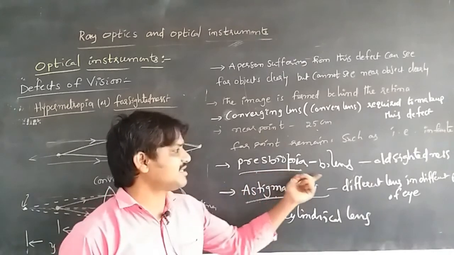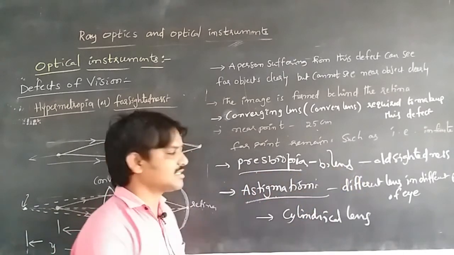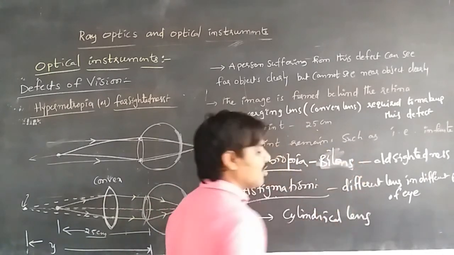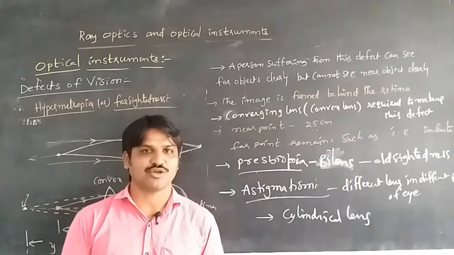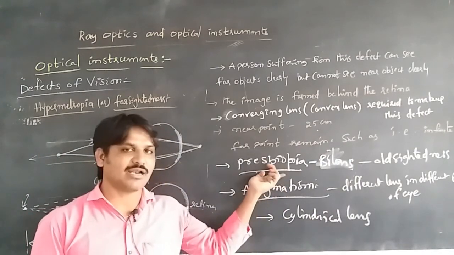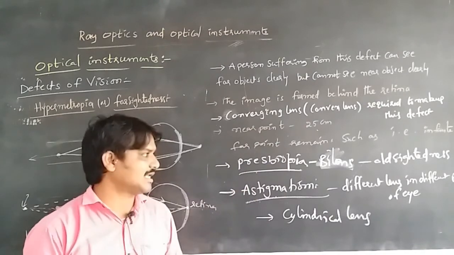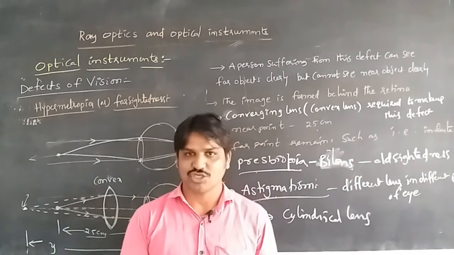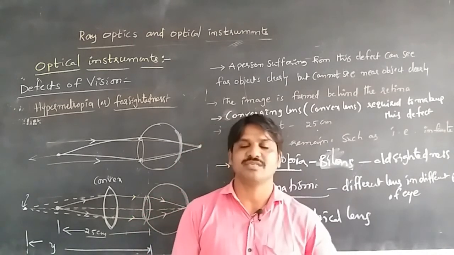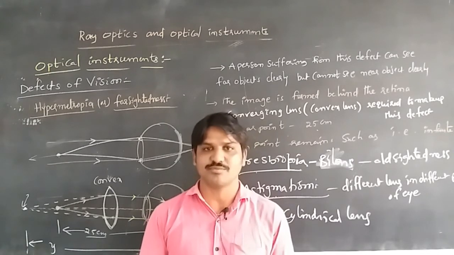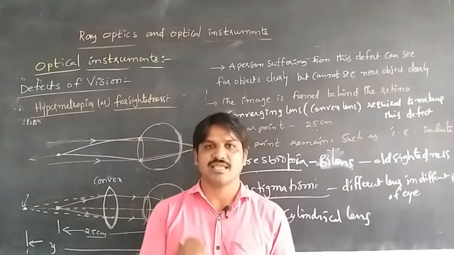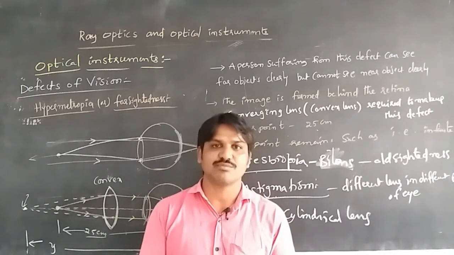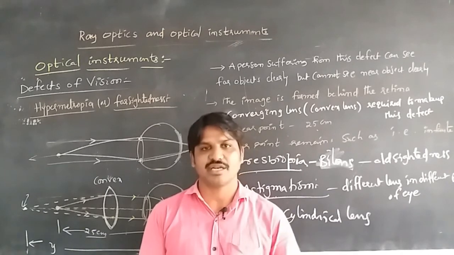And for presbyopia, old sightedness, we use the bi-lens, meaning convex and concave, for myopia and hypermetropia. The eye cannot see the nearer objects and far objects clearly. This is about defects of vision. Myopia is short sightedness. The defected eye can see nearer objects only, not far objects. That is corrected by a concave lens, a diverging lens.